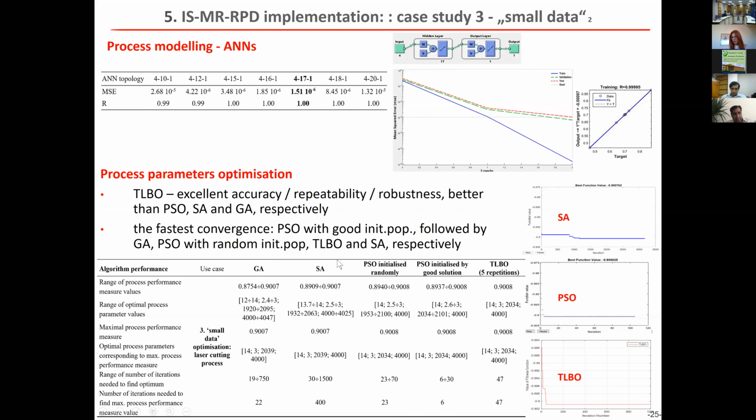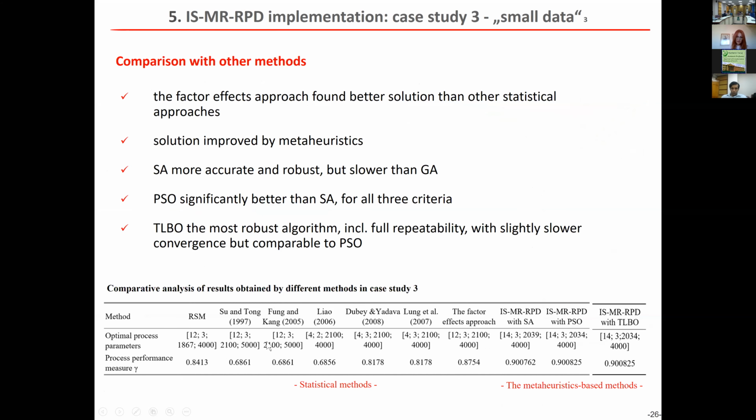Again, we used these four meta-heuristic algorithms. And again, TLBO was the best one. You can see that PSO and TLBO managed to find the highest objective function and the other two did not. Again, comparison with other methods shows that this method is significantly better than the others. Okay, now let's do some discussion on all these.